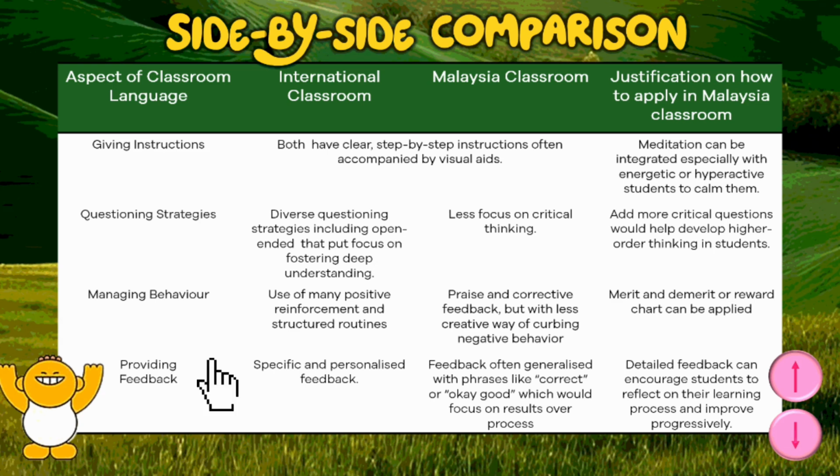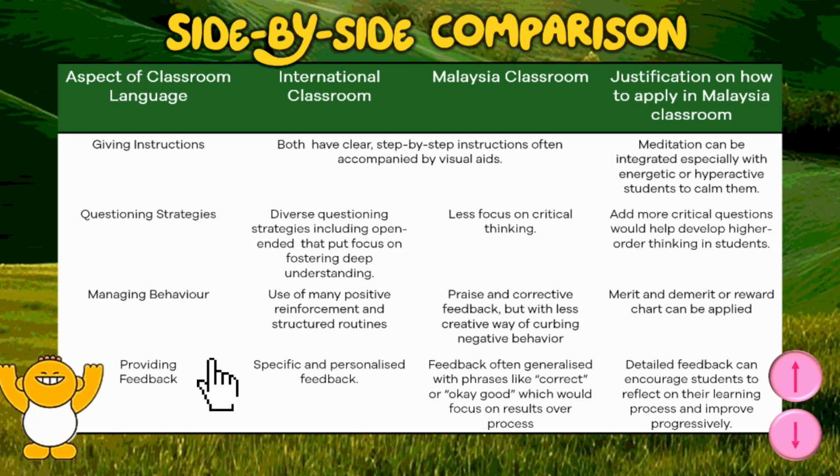For the last aspect, providing feedback. As the side-by-side comparison shows, the international classroom gives more specific and personalized feedback. Meanwhile, in the Malaysia classroom, teachers often give feedback generally, such as correct, okay, good, great job, which focuses on the results more than the process. My opinion is that teachers in Malaysia need to give more detailed feedback that can encourage students to reflect on their learning process and improve progressively instead of focusing on results.